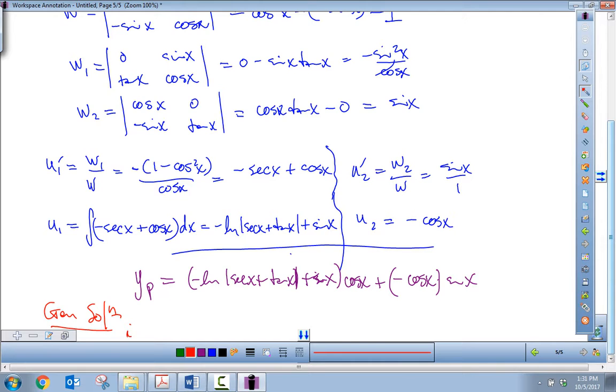And so finally, you label the parts of this. Okay, so the parts are, this is u1, this is y1, and u2, y2. These are the ones over here.